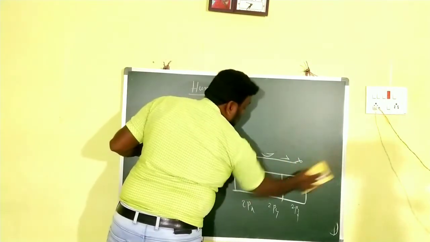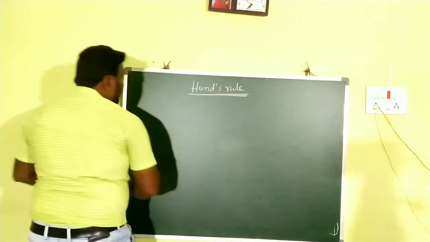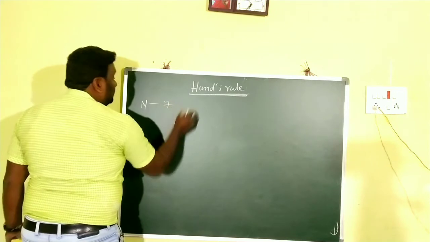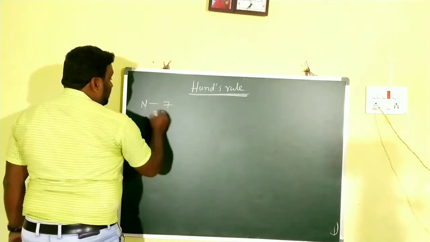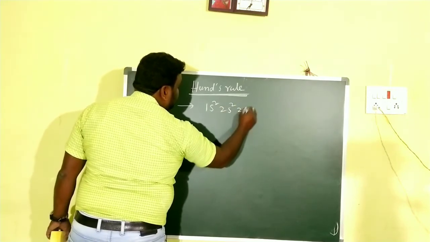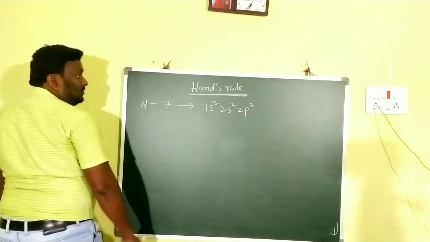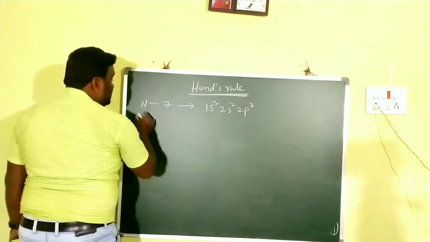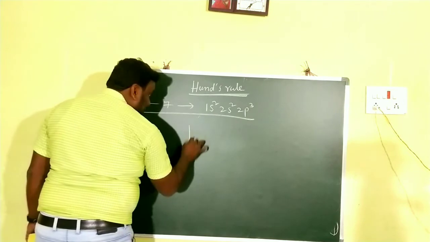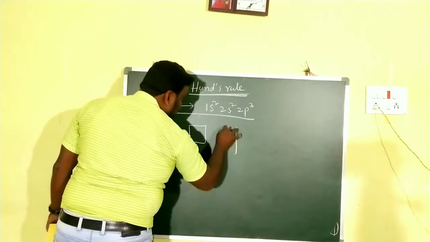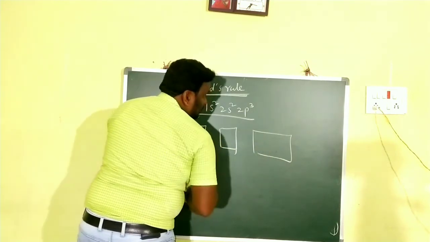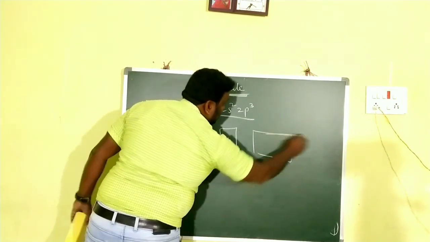Okay, I will give one more example, children. Now I will take nitrogen. The atomic number is 7. The configuration is 1s2, 2s2, 2p3. This is the configuration of nitrogen. From the examination point of view, maybe you write it like this, or in the question they give it like this.